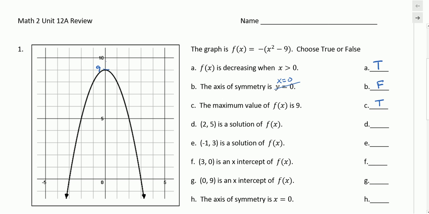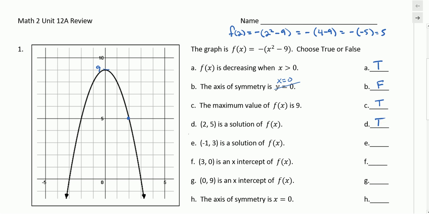The point 2, 5 is a solution of f of x. Well, if we go to 2, 5, it appears like it's working. Let's just check it out with the equation. If I plug in a 2, you end up with negative 4 minus 9, which is negative 5, which is 5. So yes, true.